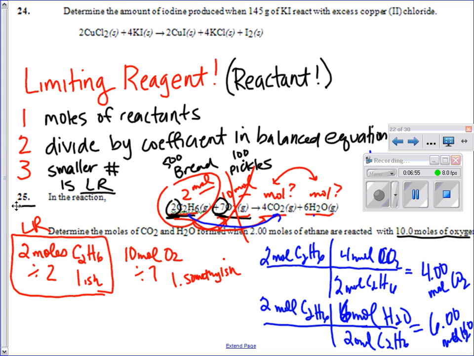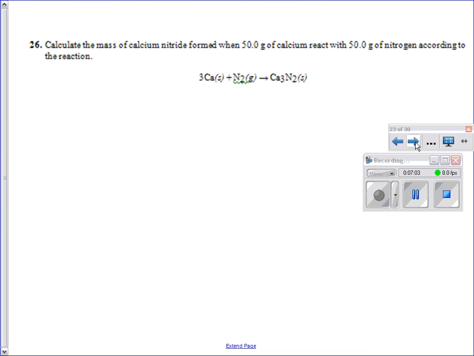Now let's move on to one that's a little bit more realistic. You rarely are going to be given moles and then asked for moles. This was just to kind of introduce the concept. So let's look at the next one. Calculate the mass of calcium nitride formed. So we're looking for grams of calcium nitride when 50.0 grams of calcium are reacted with 50.0 grams of nitrogen gas according to the reaction.